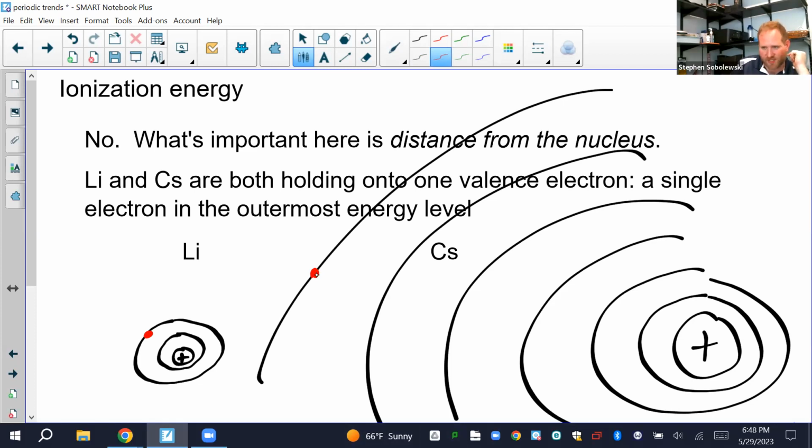Now, if you're on a quest to steal a valence electron, which of these do you think is easier for you to steal? It's going to be this one. It's so far from the nucleus it's trying to hold it. Compare that to this one, which is really close. Distance from the nucleus matters. This is when you're going down a group on the periodic table. Distance from the nucleus matters.